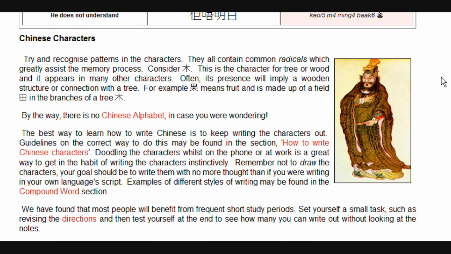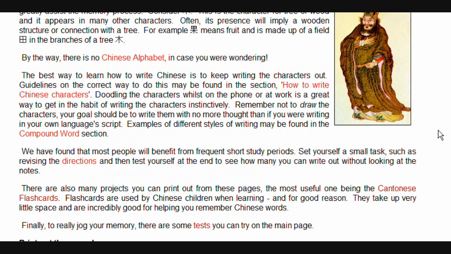Chinese characters. Try and recognize patterns in the characters. They all contain common radicals which greatly assist the memory process. Consider that this is the character for tree or wood, and it appears in many other characters. Often its presence will imply a wooden structure or connection with a tree. For example, that means fruit and is made up of a field, that in branches of a tree. By the way, there is no Chinese alphabet in case you are wondering.